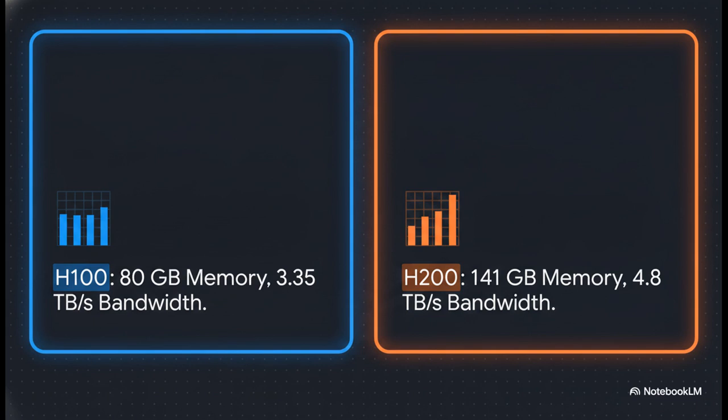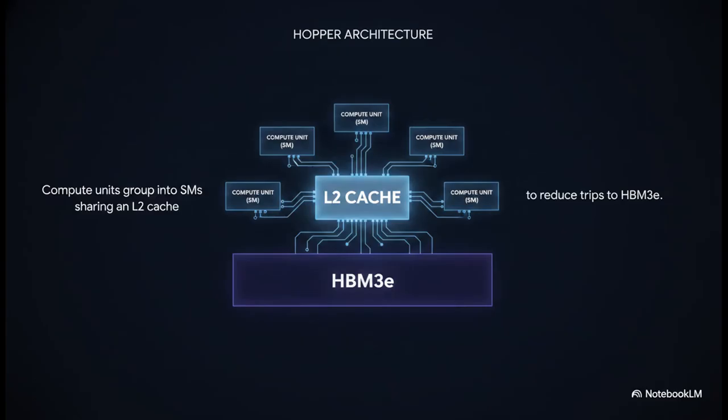Now, the base compute capability actually remains quite similar between the two, but this massive upgrade was specifically engineered to alleviate the memory bottlenecks of AI workloads. The result? Up to double the inference performance for certain LLM tasks. Pretty incredible. So how is all of this organized on the actual chip?